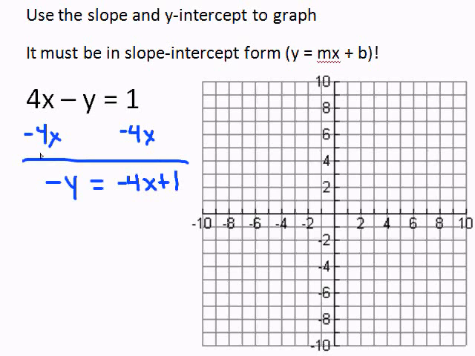Alright, I went ahead and got the 4x on the other side by subtracting 4x from both sides, and now I have a -y. So I'm going to get rid of that negative sign by dividing everything by -1, which essentially just changes all of the signs.